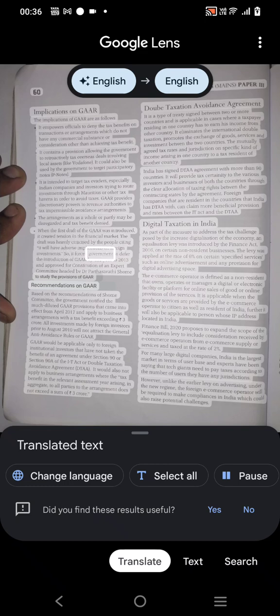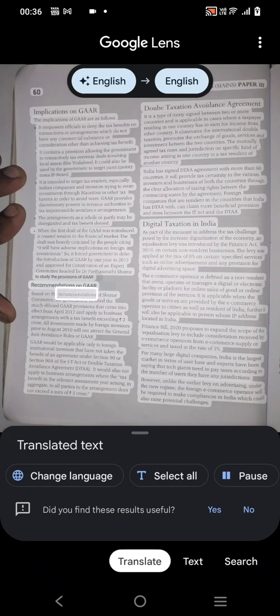So, it forced the government to defer the introduction of GAR by 1 year to 2013 and approved the constitution of an expert committee headed by Dr. Parthasarathi Shome to study the provisions of GAR. Recommendations on GAR.